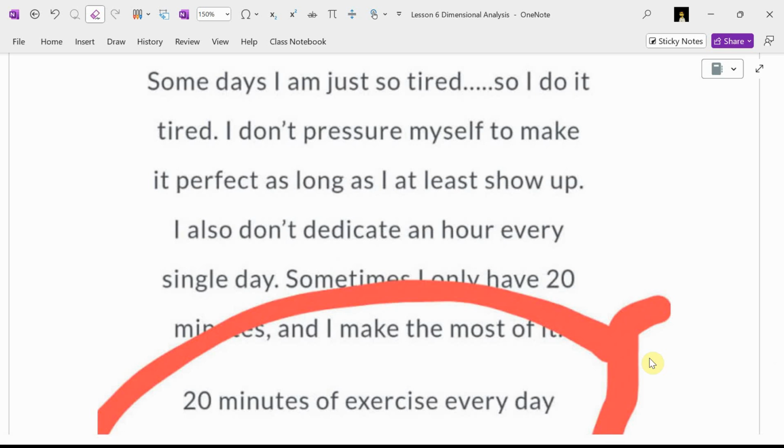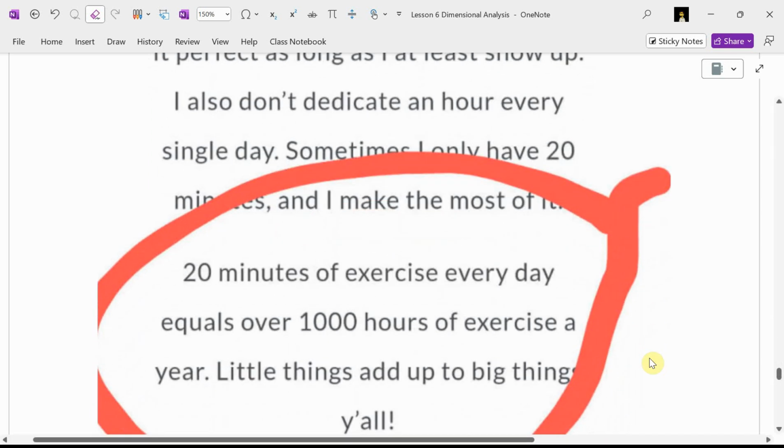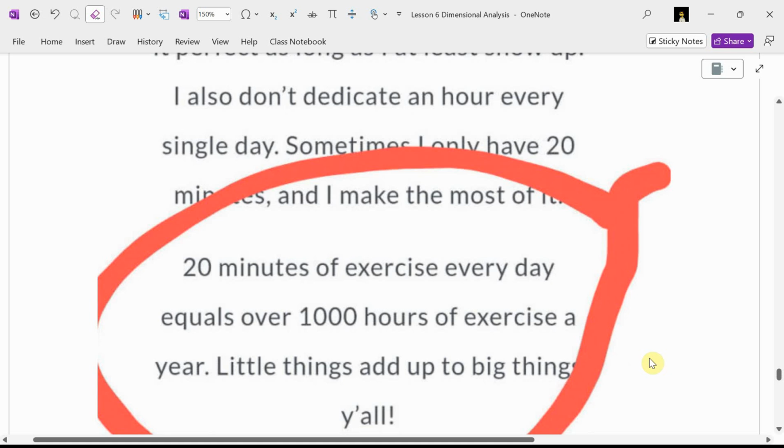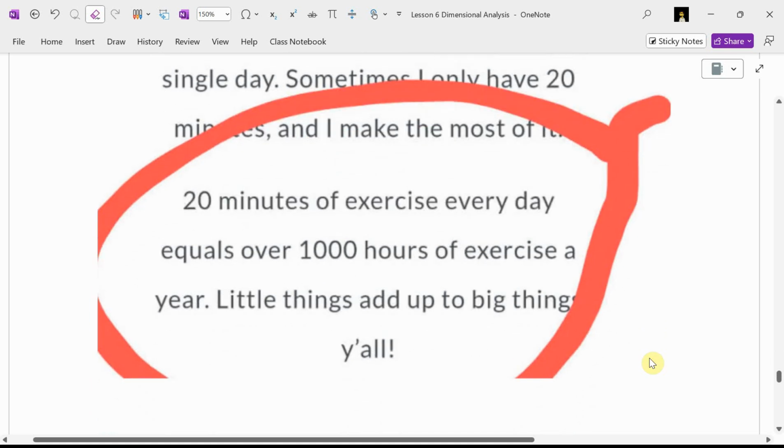I lifted this from, I think, a fitness Instagram influencer. Some days I'm just so tired. So I do it tired. I don't pressure myself to make it perfect as long as I at least show up. I also don't dedicate an hour every single day. Sometimes I only have 20 minutes and I make the most of it. 20 minutes of exercise every day equals over 1,000 hours of exercise a year.